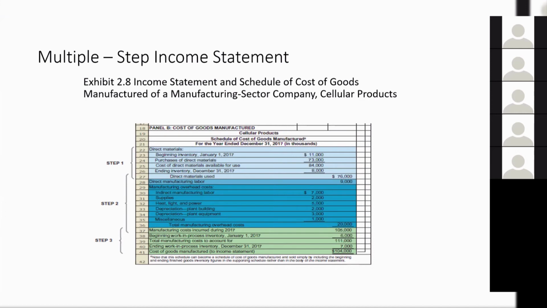Step two is to calculate the total manufacturing costs incurred. What are my three product costs? Direct materials, direct labor, manufacturing overhead. So that would be my three costs here: direct materials, direct labor, and then manufacturing overhead. Those are my three product costs.